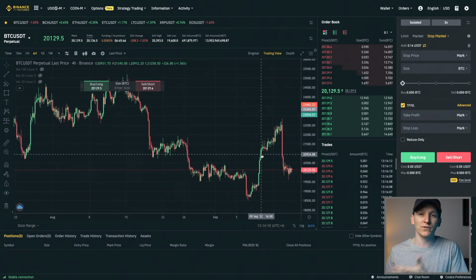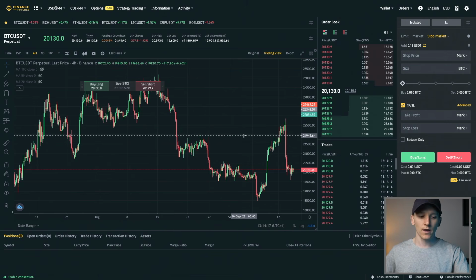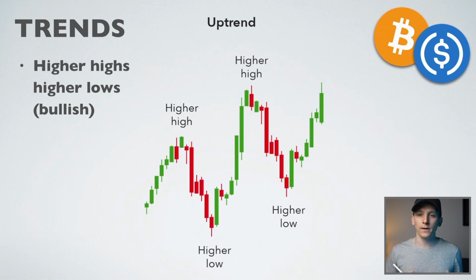Next is to try and identify trends. If you want to trade over a longer time period and you're not looking to scalp candlesticks, then you need to identify some sort of trend, because trading with the trend is just going to give you a better probability of actually winning a trade. How do we identify the trend? A trend is simply an up or down trend based on highs and lows of candlesticks.